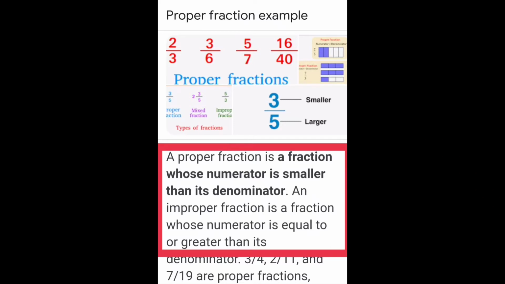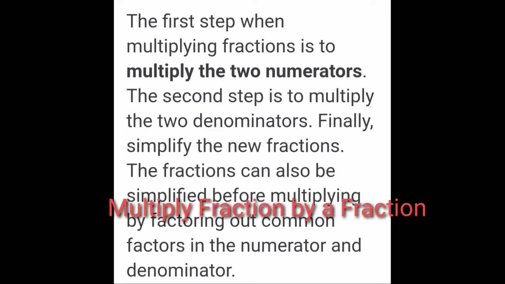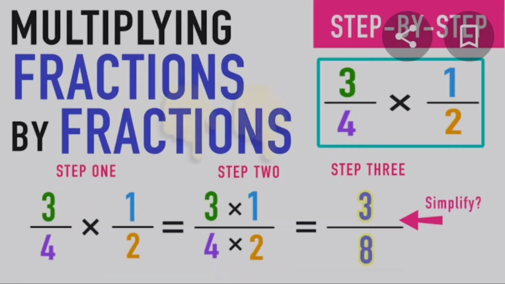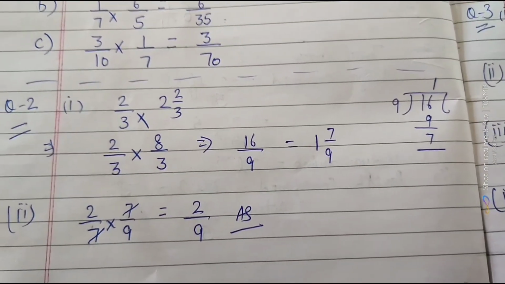Now we check how to multiply a fraction by a fraction. The first step is to multiply the numerator by the numerator and the denominator by the denominator, like 3 into 1 is 3, 4 into 2 is 8. How to multiply a fraction by a fraction.